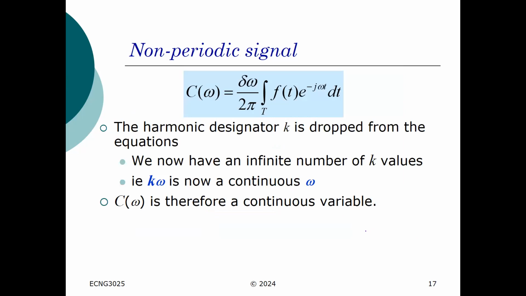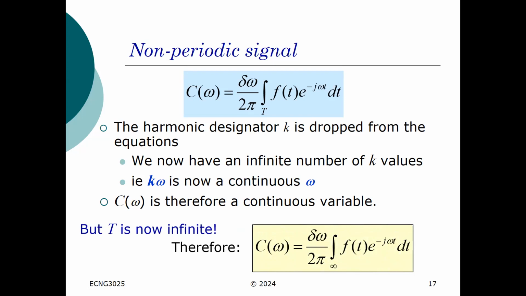Right? So remember we went through this in 2011, some time ago. What we have up top now is nice, but it still is a little bit unfriendly for us. So just some points here: we now have an infinite number of k values because the thing is continuous. Therefore, C of omega is a continuous variable. T is now infinite. So because of that, we can now put the expression in this form.